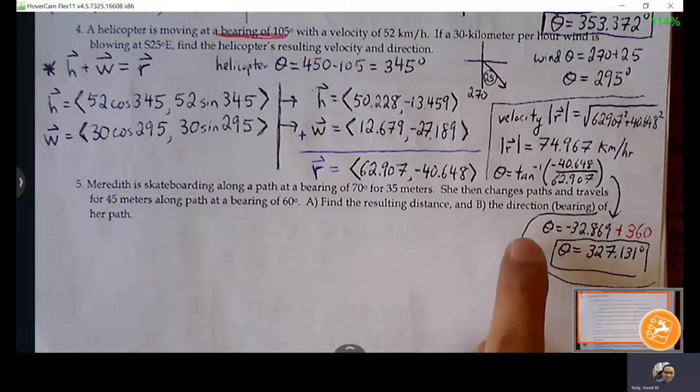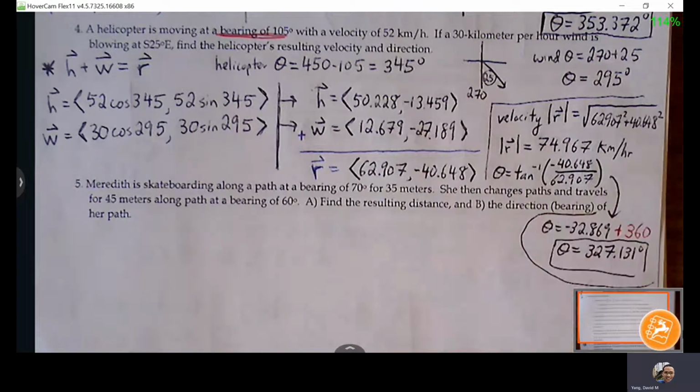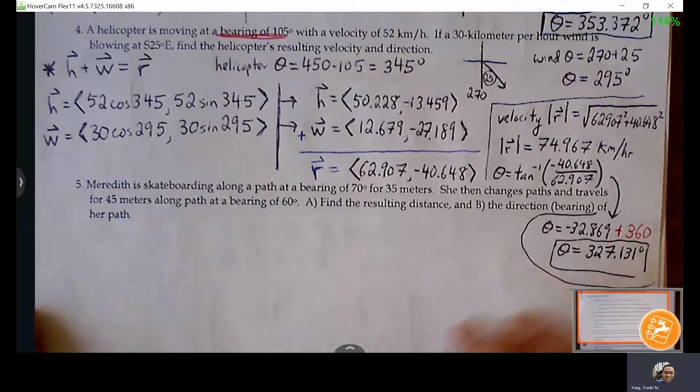So that's a little bit different, in that when we get to theta at the very end, we have to convert it to bearing. So we have to understand that bearing is counting from that 90 degrees. Okay, but we'll deal with that when we get to the end.